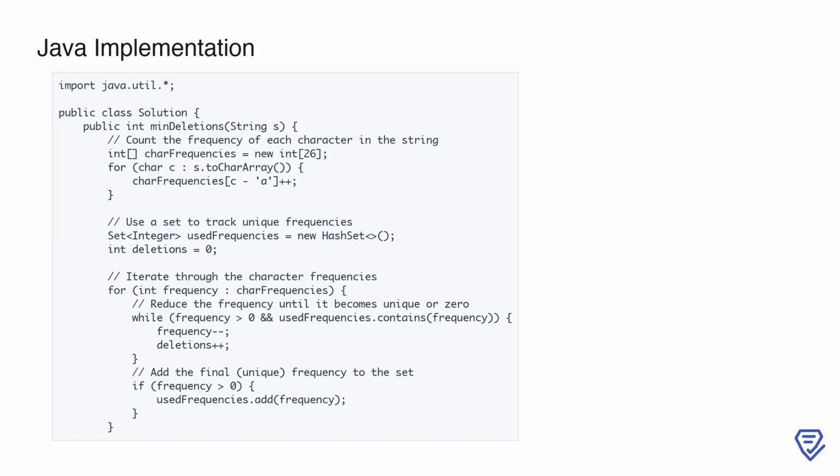Then, for every frequency in the char frequencies array, we check if it's already present in the used frequencies set. If it is, we decrement the frequency until it either becomes unique or reaches 0, and we increment the deletions counter for each decrement. Once we achieve a unique frequency greater than 0, we add it to the used frequencies set, ensuring that it won't cause any conflicts moving forward.